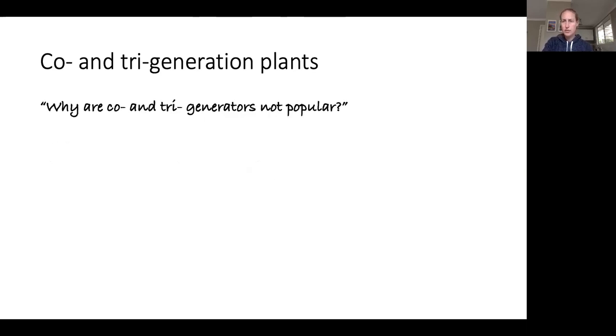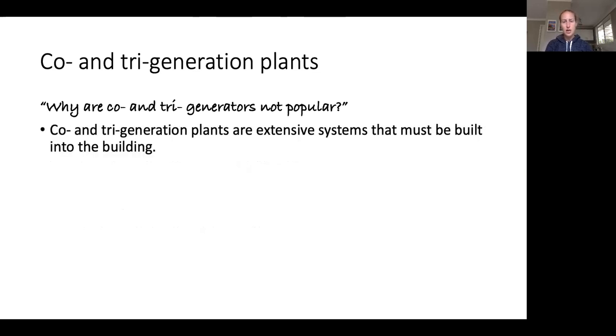So one of you asked a very good question. Why are co and tri-generation generators not popular? Well, I wouldn't say they're not popular. It's more that co and tri-generation plants are quite extensive systems that must be built into the building. Because remember that in a cogeneration plant, the waste heat has to be turned into some form of space heating to be useful elsewhere in the building. And that means that there has to be some infrastructure in place to move that waste heat, often through hot water, to all of the other places in the building. And that's not trivial. It's not impossible, but it requires a bit of effort to set that up.